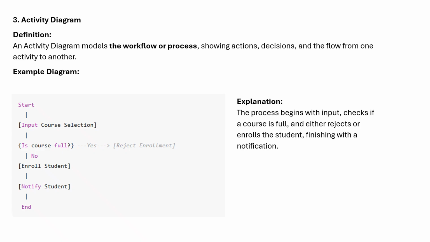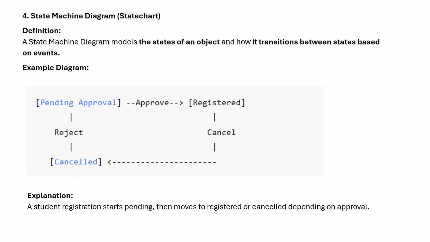So this is a kind of a flow, one, two, three. I mean, this one has to happen first. You get the input, then you check if the class is full. If it is not full, you enroll the students, and then you notify the students. So the activity diagram is mainly used for processes and workflow.